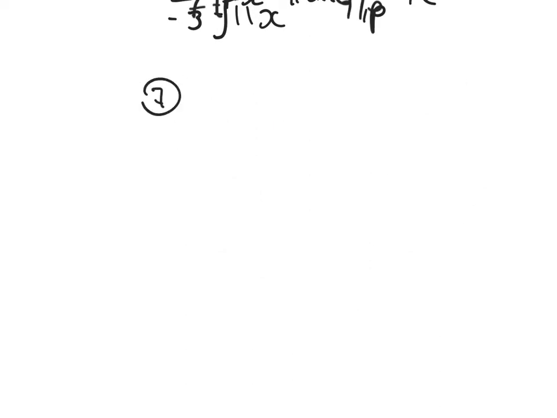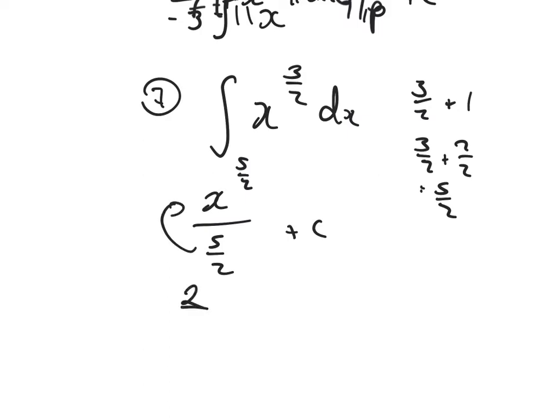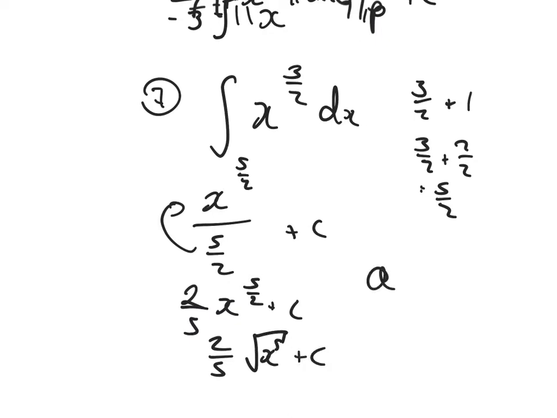Okay, let's try some with fractions in it. So I'm going to integrate x to the power 3 over 2. So that will be x to the 5 over 2, since 3 over 2 plus 1 is 3 over 2 plus 2 over 2, which is 5 over 2, divided by 5 over 2 plus c. I'm then going to bring the fraction up and flip it over, change the divide into a multiply, and that will be 2/5 x to the power 5 over 2 plus c. And that can be written as 2/5 of the square root of x to the power 5 plus c. And I'm using the rule of indices there: a to the power m over n is equal to the nth root of a to the power m.